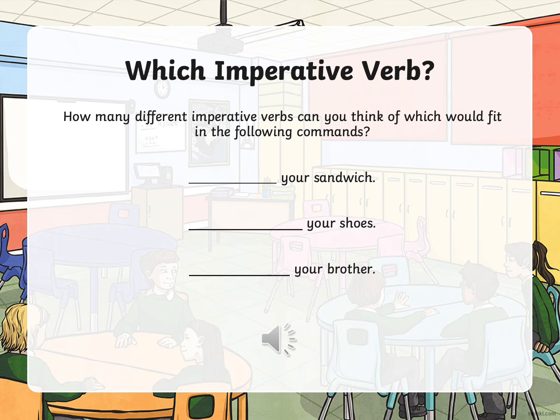How many different imperative verbs can you think of which would fit in the following commands? Something your sandwich, something your shoes, something your brother. Write down your answers on your page or paper and share with us on Edmodo.